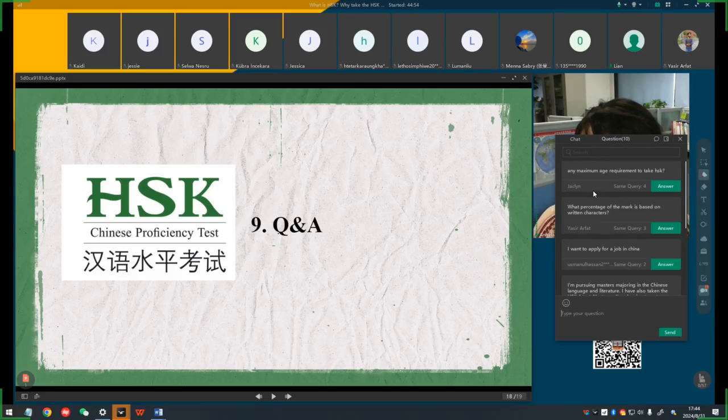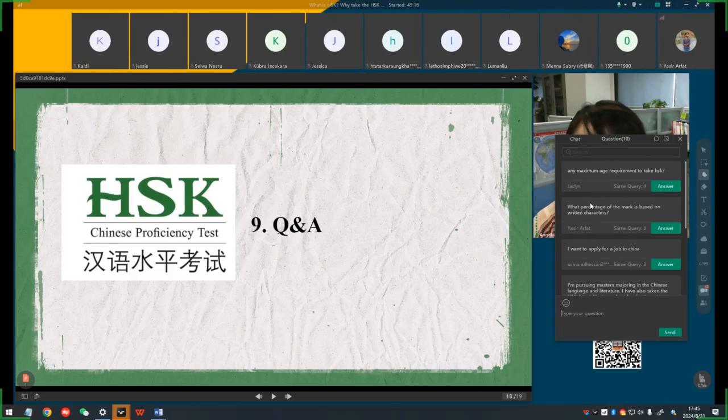First question: are there any maximum age requirements to take the test? No, they don't have. For taking offline courses here in Chinese universities, they may have age requirements. But for taking the HSK test, they don't. And for studying Chinese online, we don't have age requirements either.